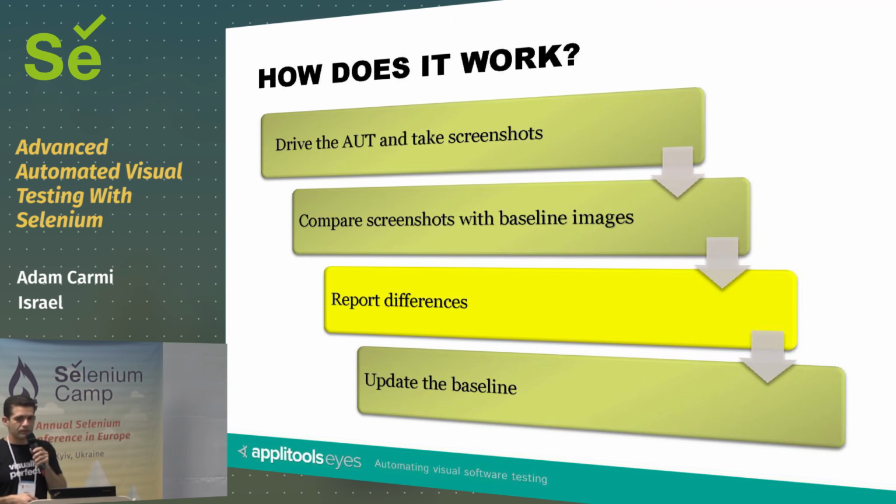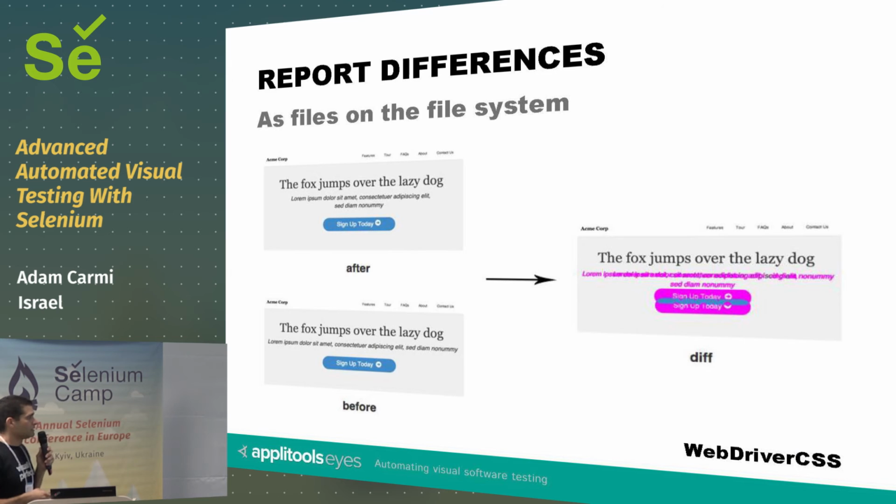And this brings us to the third step of reporting differences. The majority of tools simply provide you with image files on the file system, like we saw with WebDriver CSS. You have a file for the baseline image, the current image, and the diff image. And although this seems a bit simplistic, it's actually a very efficient way to work.